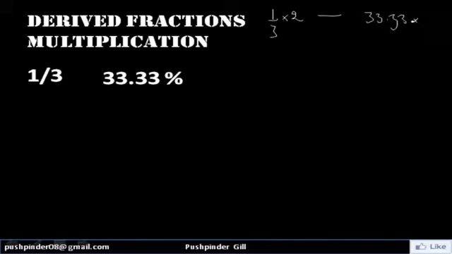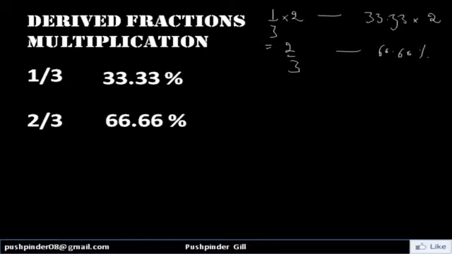The percent will also get multiplied by 2. So that means 2 by 3 will be equivalent to 66.66%. Easy, right? So whenever you have to calculate 66.66% of anything, just say 2 by 3 of it, then you'll be able to calculate it easily. Now let's do some derived fractions using this multiplication method. So 1 by 3 is 33.33. So 2 by 3 will be 66.66.